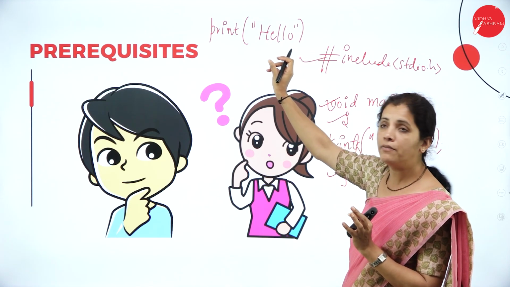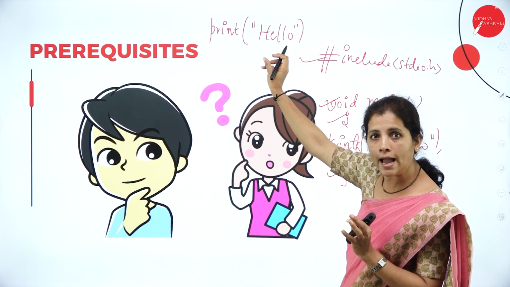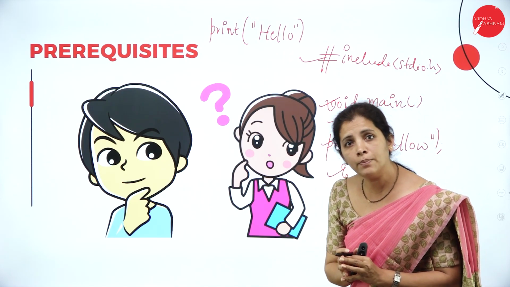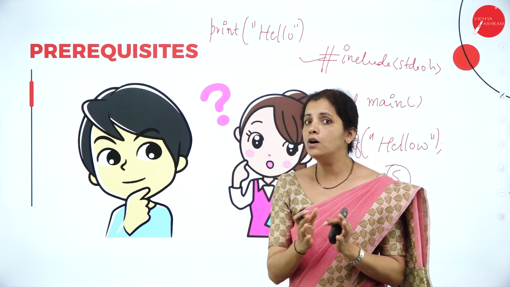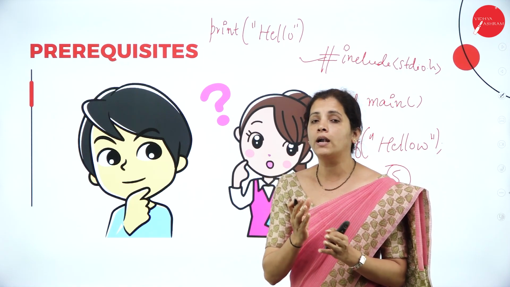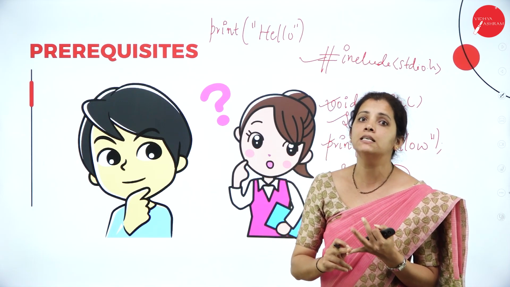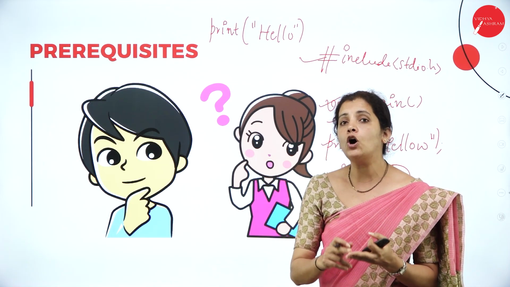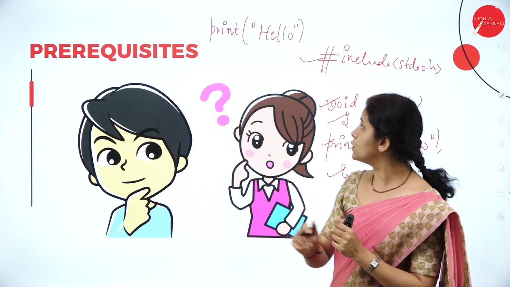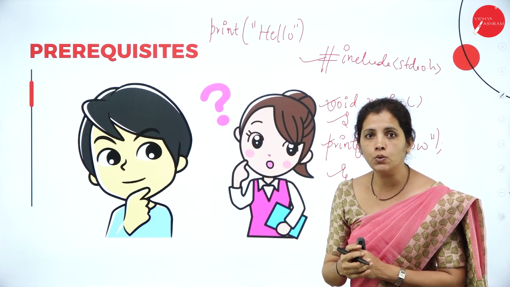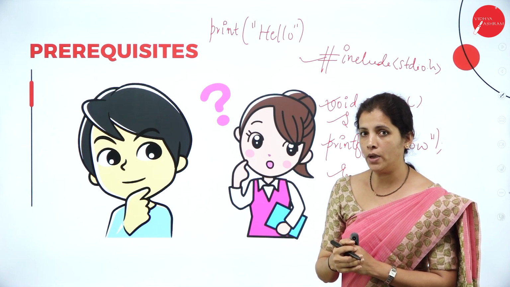So it's an example of a high-level programming language, and it's also an example of object-oriented programming. And if I consider object-oriented programming, what are the programming languages we have? We have C++, Java, Python, .NET, etc. So Python also comes under object-oriented programming languages.